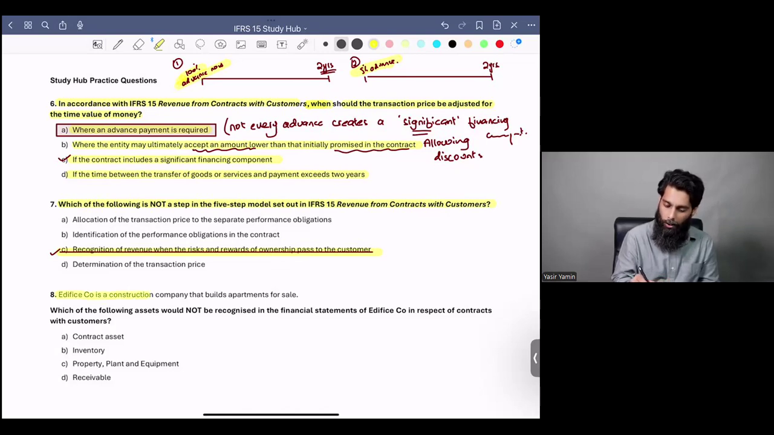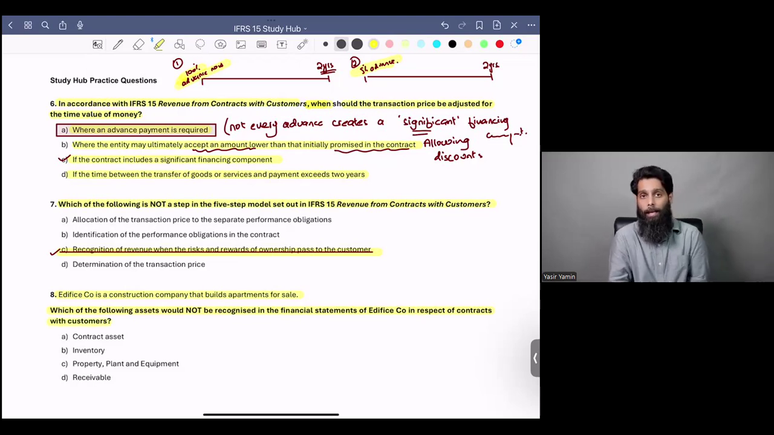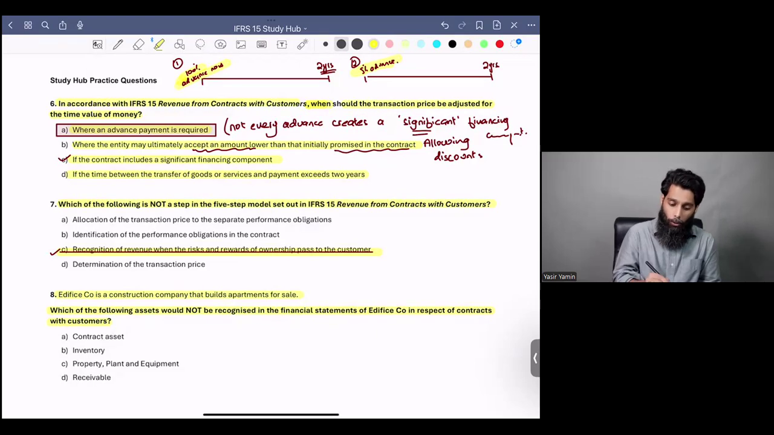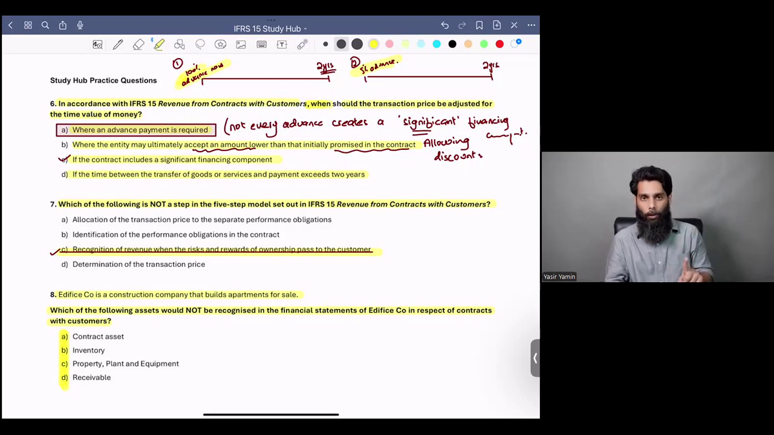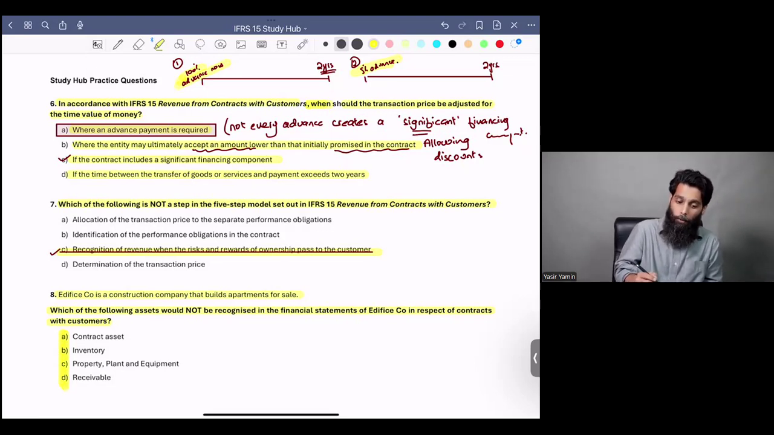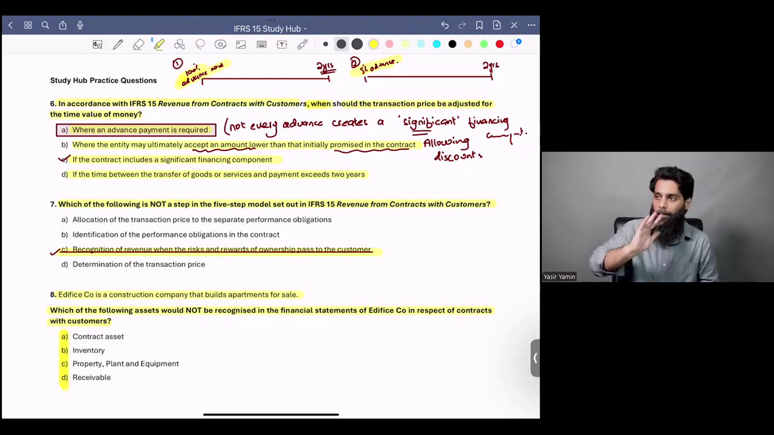Edifice Company is a construction company that builds apartments for sale. Which of the following assets would not be recognized in the financial statements of Edifice Company in respect of contracts made with customers? Which one of these four will not be recognized in the SOFP as far as the contract with customers to build apartments is concerned?